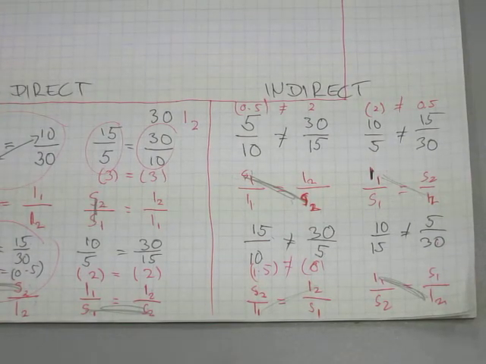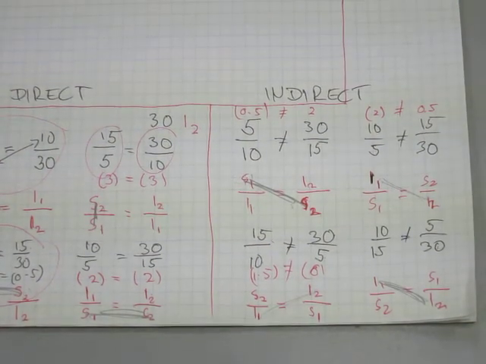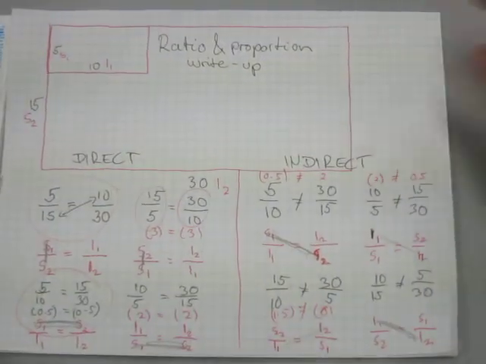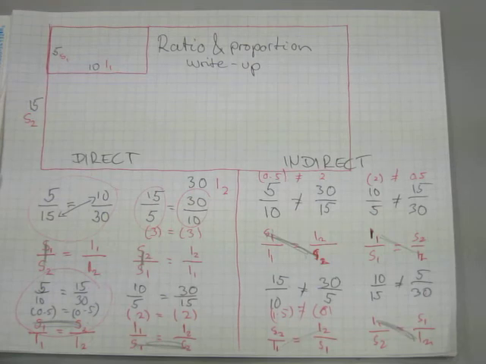Direct proportions can be written up and indirect proportions can be written up. So that concludes this video. I hope you are not dyslexic with this. We're gonna get to calculations in the next video.